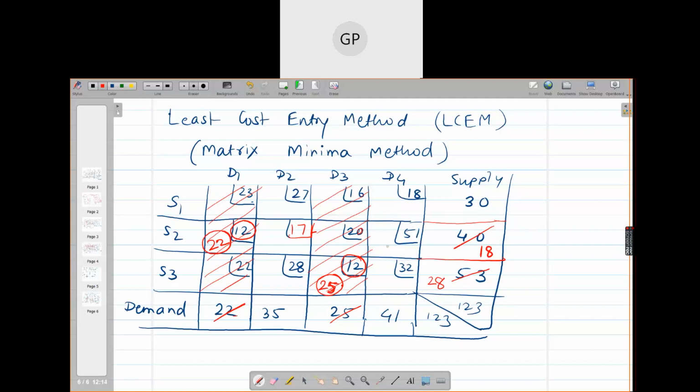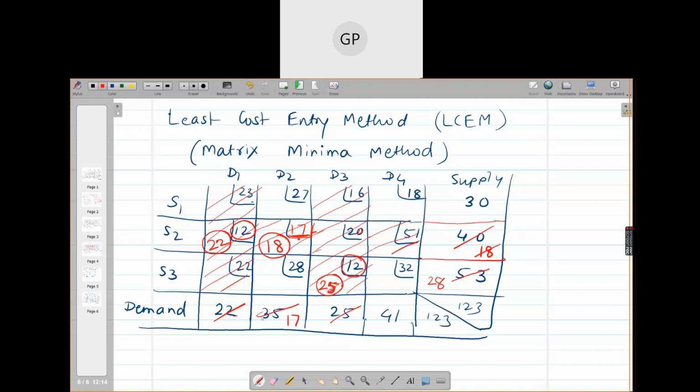So from the remaining cells now, the least cost is 17. What is the situation there? What is the supply available in the second row? 18 units. And what is the demand? 35. So you can give only 18 units. You cannot give beyond the supply, right? So this supply is exhausted. Forget about source 2 now. You cannot give anything from source 2. And still the demand is 17.